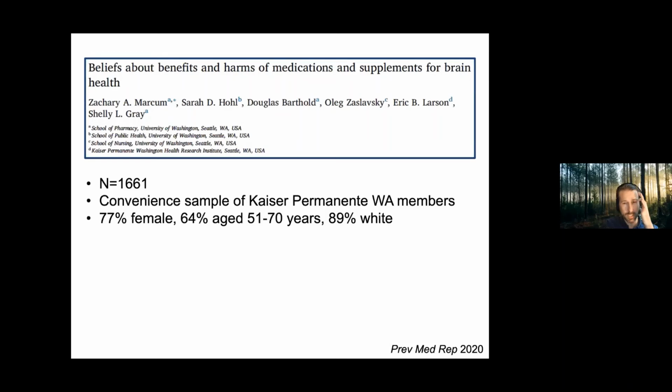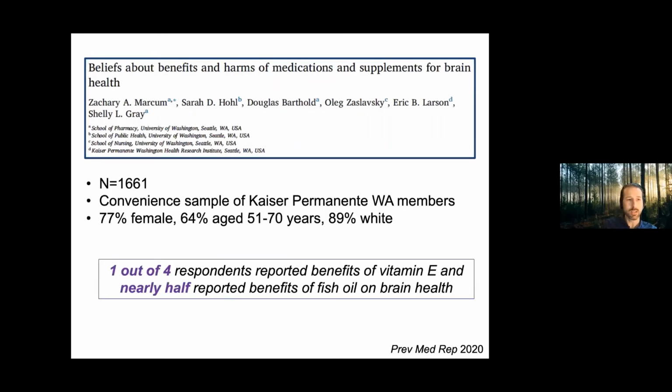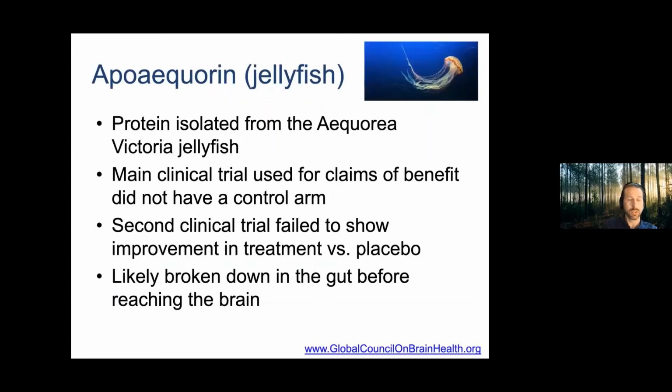So going back to our survey that we've visited now a few times, what do patients think about some of these? We found that 1 out of 4 respondents reported benefits of vitamin E, and nearly half of respondents reported benefits of fish oil. So we started this segment talking about Prevagen, and let's dig in just a little bit deeper on what's in it. It's this protein that's isolated from a jellyfish. But when you get down to the actual evidence, the primary clinical trial that they used to claim benefit did not have a control arm, which is problematic. And then a second one failed to show improvement versus placebo. And the current thinking is that this protein is actually broken down in the gut before reaching the brain. So yeah, the evidence supporting this use is very, very weak.